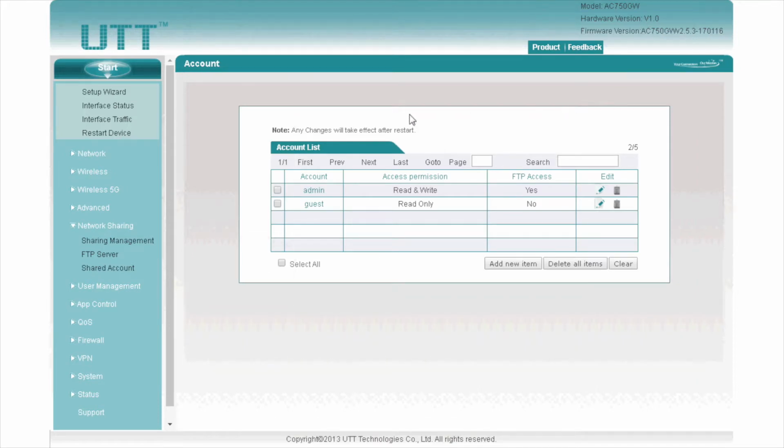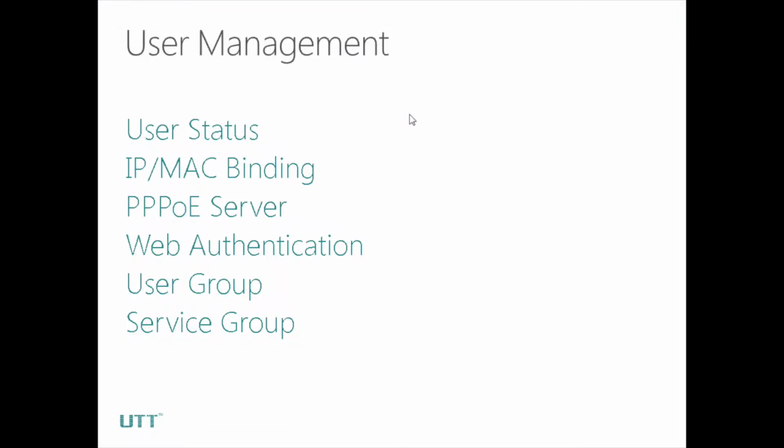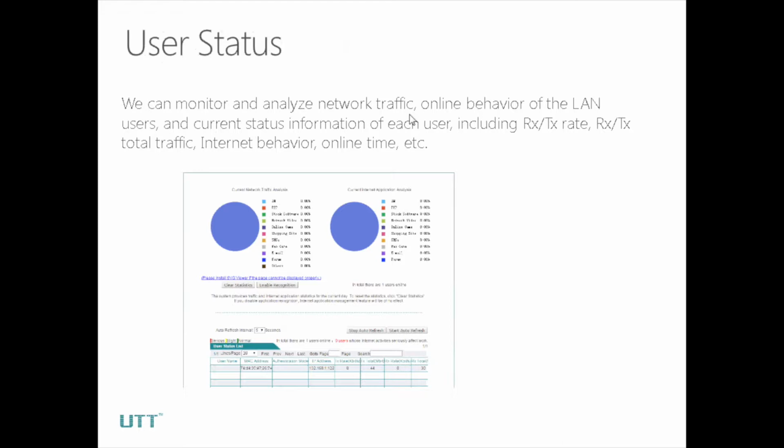Next, let's talk about user management. There are 6 parts on the user management menu. They are user status, IP MAC binding, PPPoE server, web authentication, user group, and service group. First is user status. We can monitor and analyze network traffic, online behavior of the LAN users, and current status information of each user, including traffic statistics, internet behavior, online time, and so on.